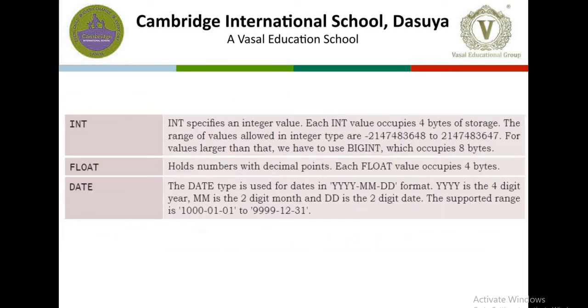Then we have integer, that is a number without fraction. Then we have the float data type, and date to record the date of birth, date of joining, like this. For that we use the date data type.